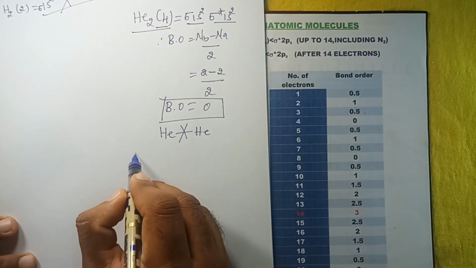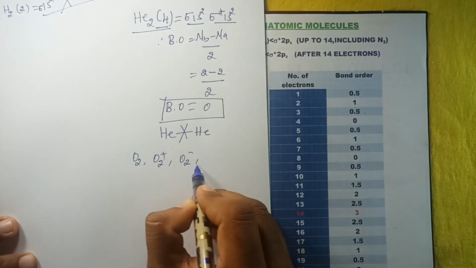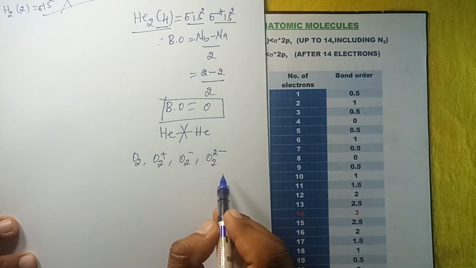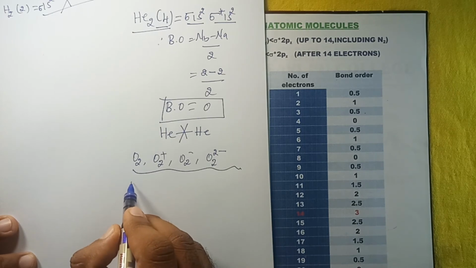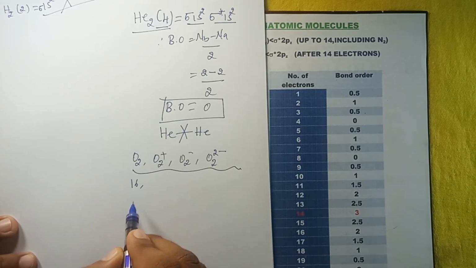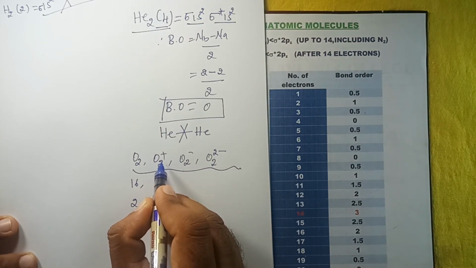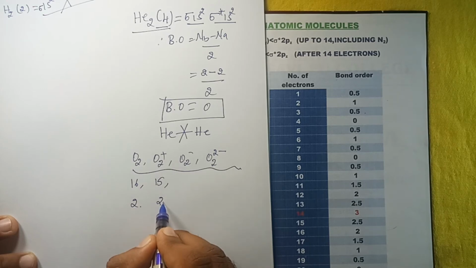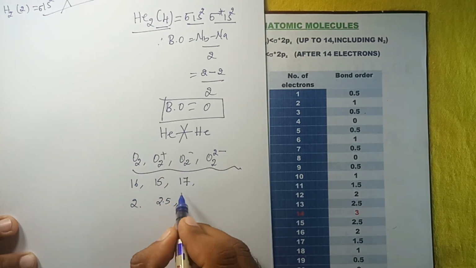This type of question will be asked in exams: O2, O2 plus, O2 minus, O2 2 minus. Just arrange these in the increasing order of bond order. So O2 contains 16 electrons. Bond order is 2 here. O2 plus: O2 contains 16 electrons, with the loss of 1 electron, it becomes 15. 15 means 2.5. O2 minus means 17. For 17, 1.5 bond order.